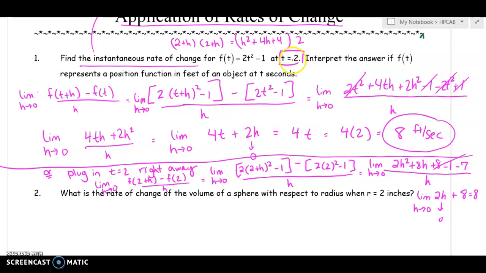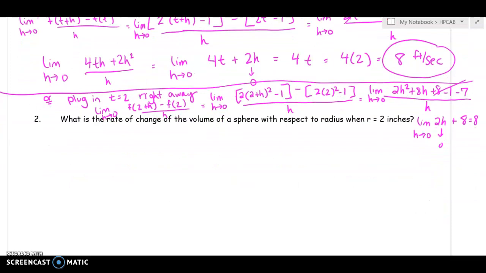It's just a matter of, do you want to plug in t equals 2 right away or wait till the end? It doesn't matter. Either way is fine. You'll see you get the right answer. For number 2, same idea. It's just a little bit different. It says find the rate of change of the volume of a sphere, so volume of a sphere, that's going back to geometry, with respect to the radius when r equals 2.